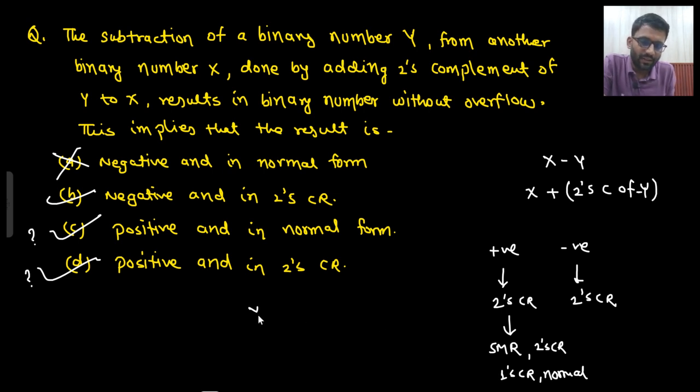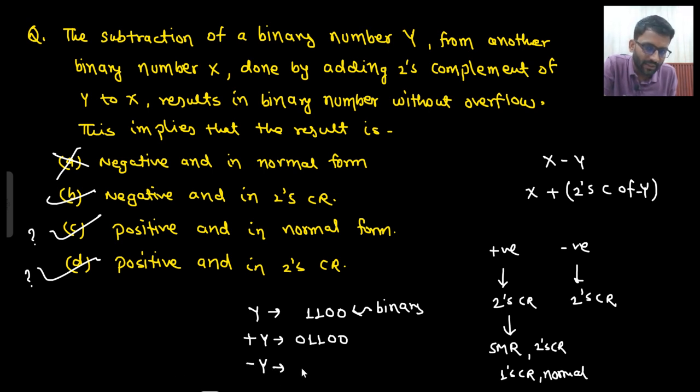Let's just say y in binary is this. This is the binary number, okay? Y in binary is this. What will be plus y in SMR? That would be this, right? And what will be minus y in SMR? That would be this. So sometimes in the questions they can say that I am taking 2's complement of y. That means they mean that they are taking 2's complement of minus y.